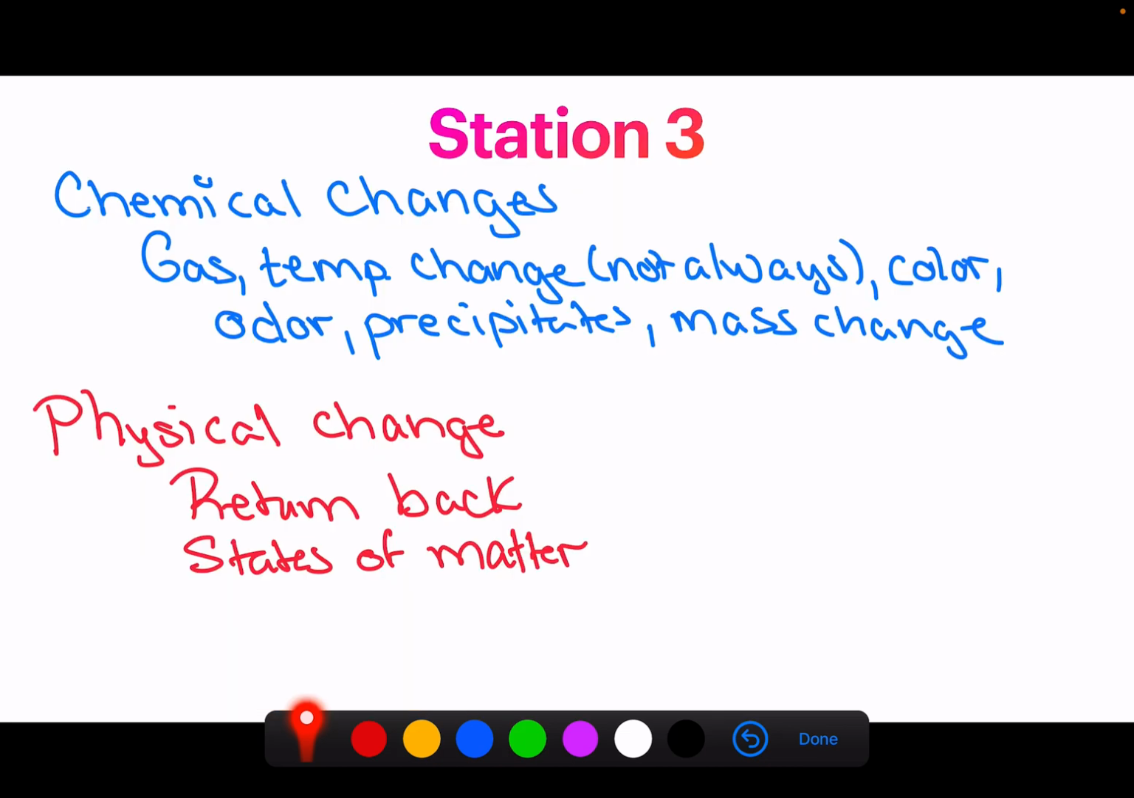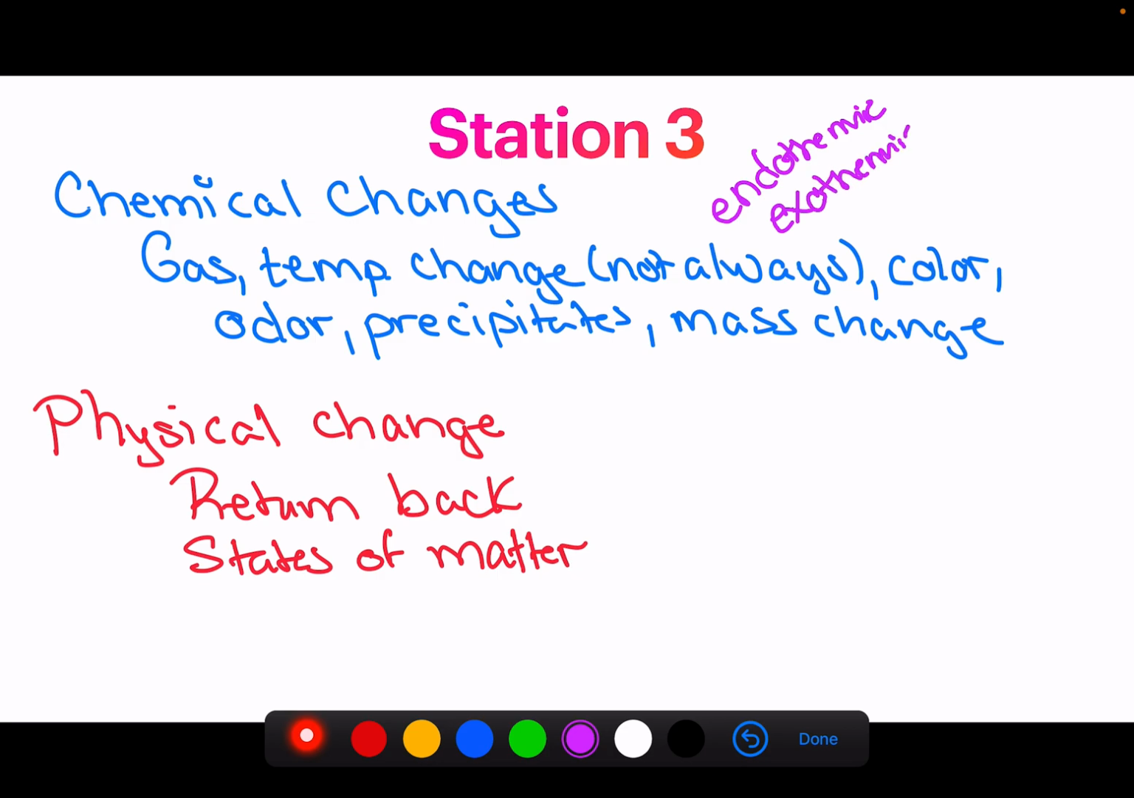Station 3 was strictly on chemical versus physical changes. So chemical changes, I just wanted you to go back over, well, how do you know the reaction occurred? So I heard some of y'all talk about the gas. Some of y'all talked about a temperature change. And most of the time we can rely on that. We have endo and exothermic. So I'll write that down there because that is a word we will be using. So we have endothermic and exothermic.